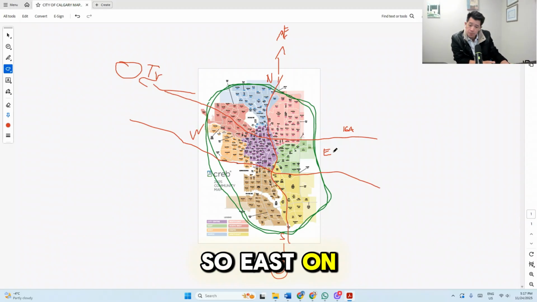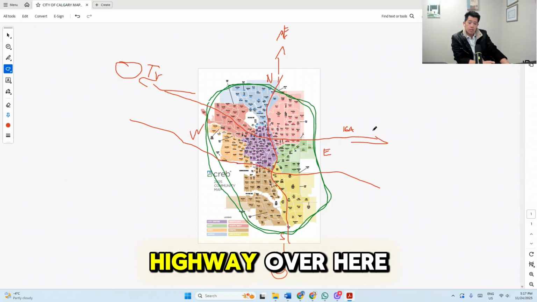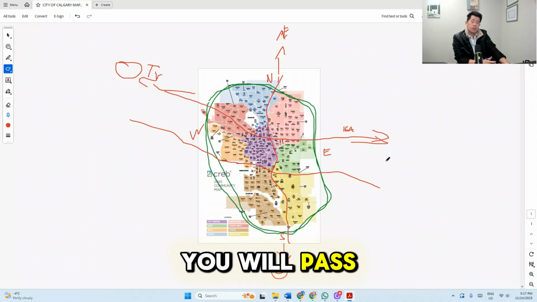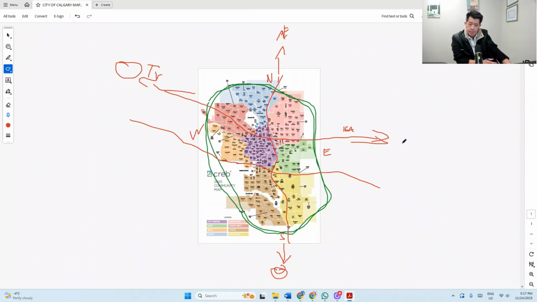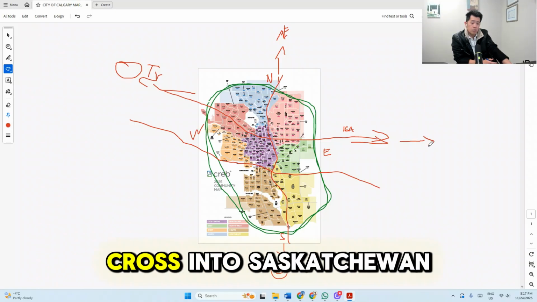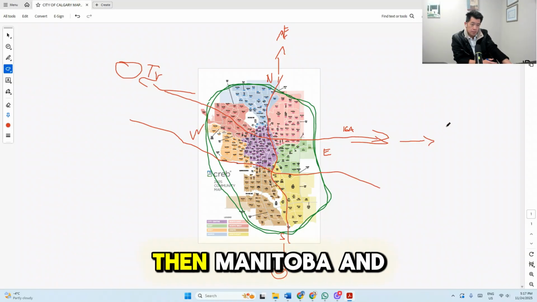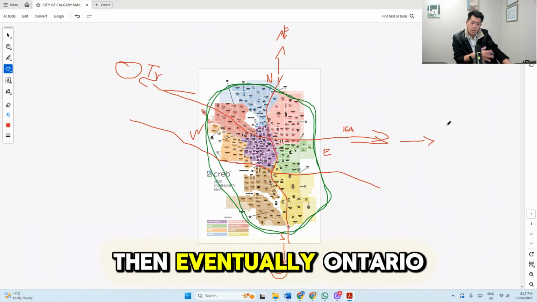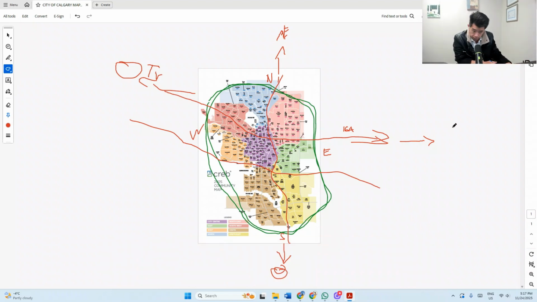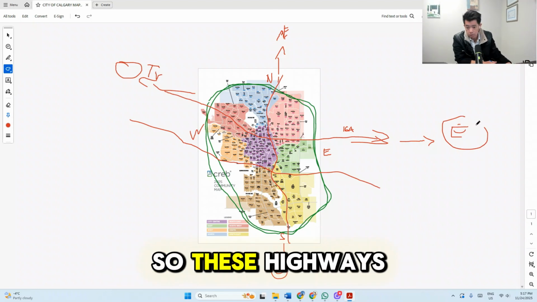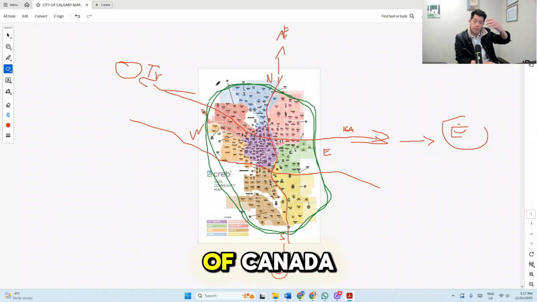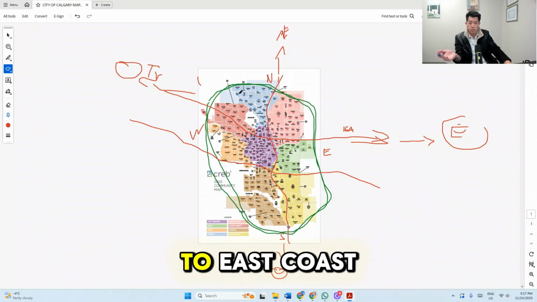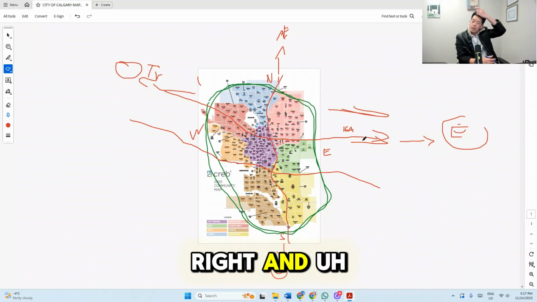East on the Trans-Canada Highway over here, you will pass Chestermere, then Strathmore, and then Medicine Hat. If you keep going, you will cross into Saskatchewan, then Manitoba, and then eventually Ontario, right? So these highways connect Calgary to the rest of Alberta and the rest of Canada, from west coast to east coast.